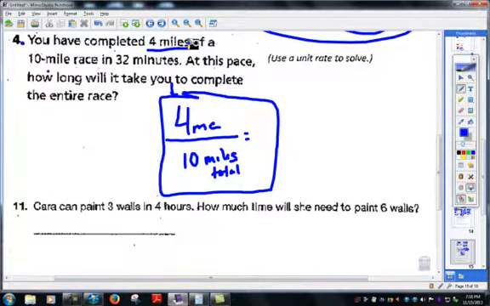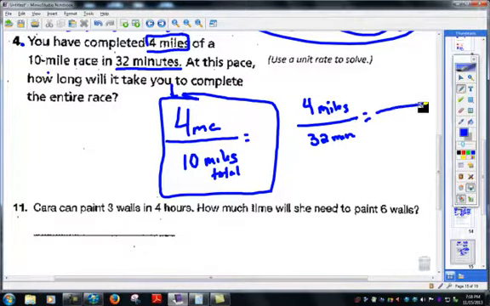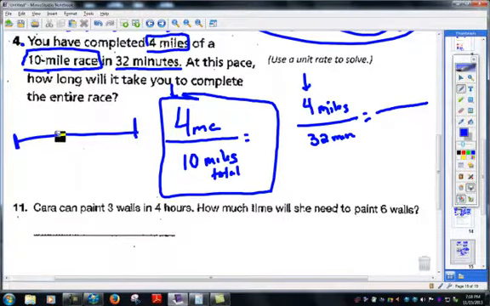It's comparing the 4 miles that you finished to taking 32 minutes, right? So that's the ratio we want. We have run 4 miles and it's taken us 32 minutes. Then it wants to know, at this pace, how long will it take you to complete the entire race? Well, if you've run 4 miles and it's a 10-mile race, how many miles do you have left? If this is the race from here to here, you've traveled about right there. You've traveled 4 miles. The whole distance here is 10. You have 6 miles remaining.